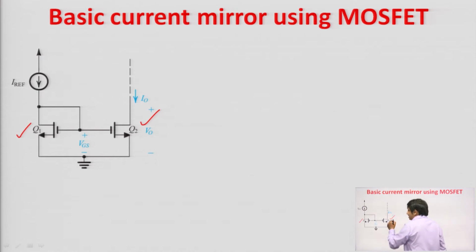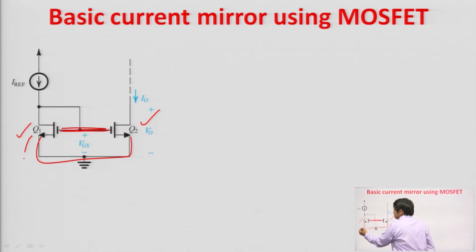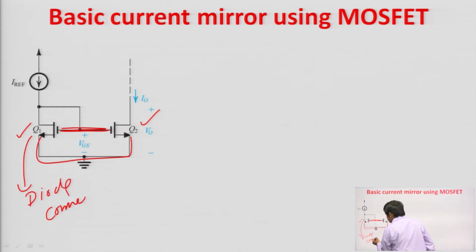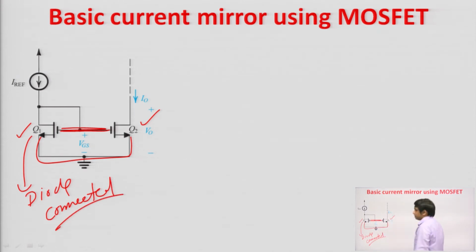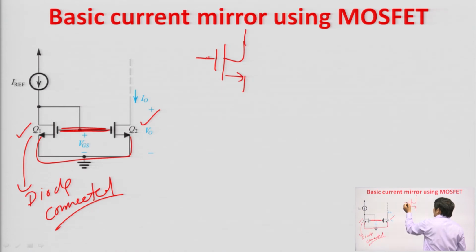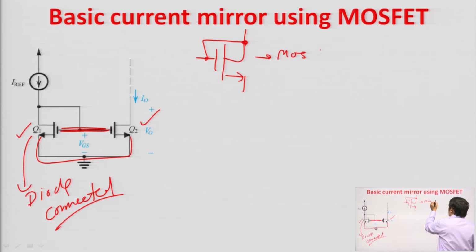Again see, in Q1 and Q2 the gate is shorted and the source is shorted, and Q1 is diode connected. Q1 is diode connected, because the gate and drain terminal are shorted. If the gate and drain terminal of any MOSFET is shorted, then it is called MOS diode, and it will be always in saturation region.